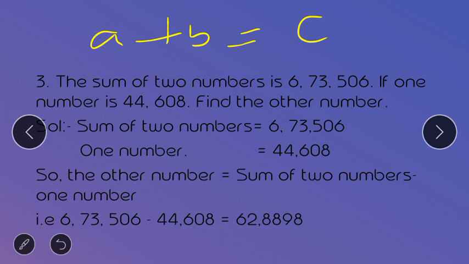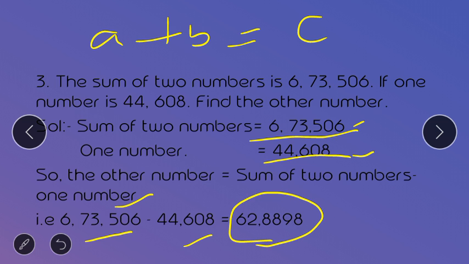Sum of two numbers equals this. One number is this. So the other number equals the sum of two numbers, as it is written here, minus one number. This is the one number that we have subtracted, and the answer you will get is this. So our B, which you have to find, is 6 lakh, here the comma is wrong, 6,28,898. Clear? So just correct it here, children.